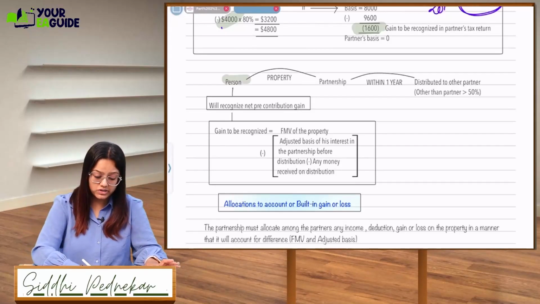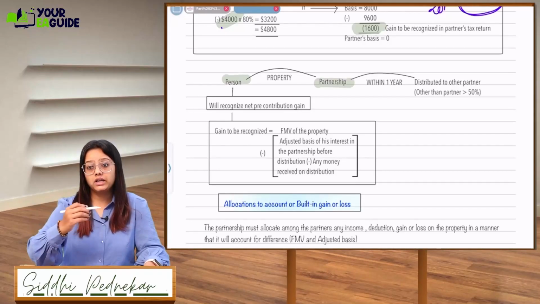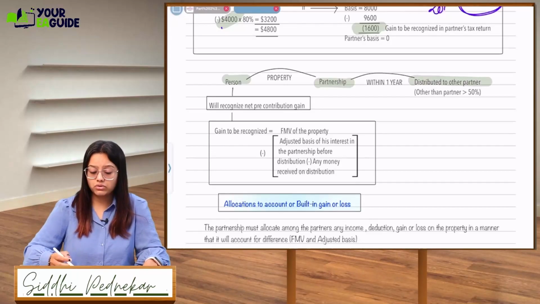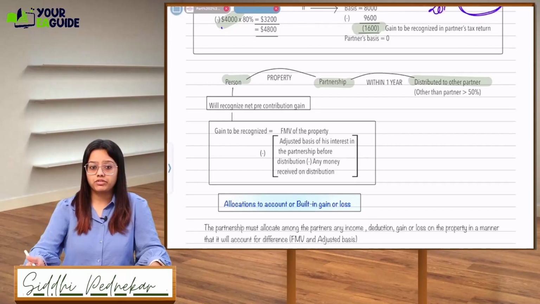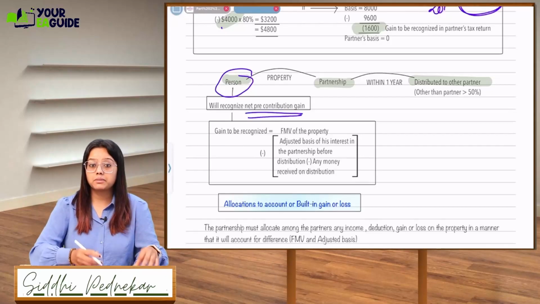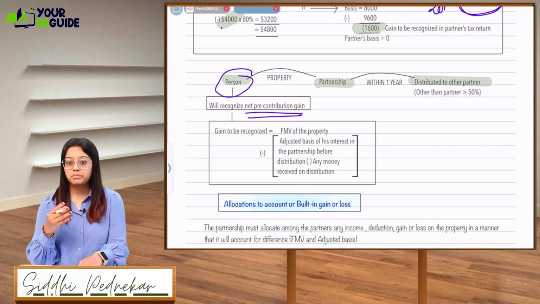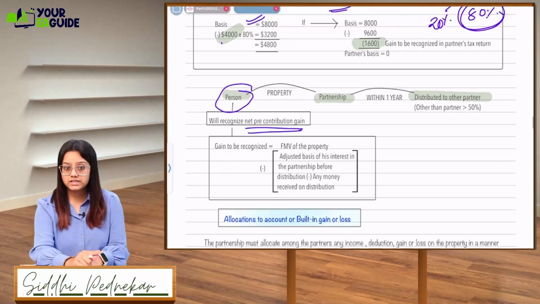Okay, so if a person is contributing a property to the partnership firm, and within 1 year of my contribution the property is distributed to another partner, other than a partner with more than 50%, the first person will recognize the net pre-contribution gain. Guys, understand this thing. Pre-contribution, actually, this is built-in gain. We'll also see the built-in gain or losses, but first understand this concept.